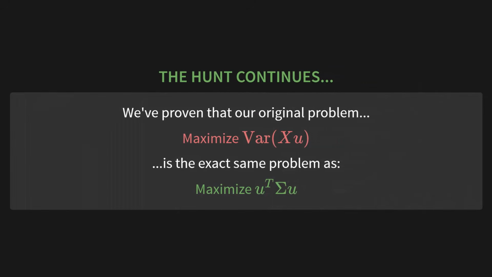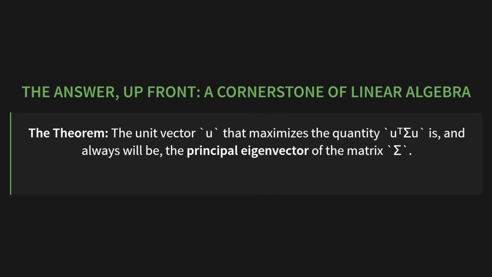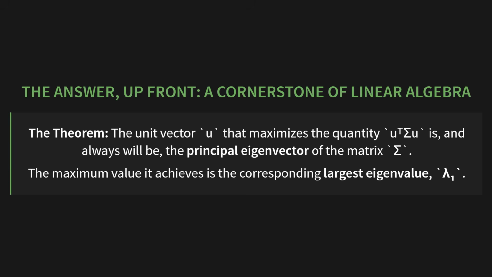We've proven that our original problem, maximizing the variance of xu, is the exact same problem as maximizing U transpose sigma U. But that leads to our second question. Why is the answer to this problem the principal eigenvector? I'll give you the answer up front because this is a cornerstone of linear algebra. It's a famous theorem. It says the unit vector u that maximizes the quantity U transpose sigma U is, and always will be, the principal eigenvector of the matrix sigma. And the maximum value it achieves is the corresponding largest eigenvalue, lambda 1.